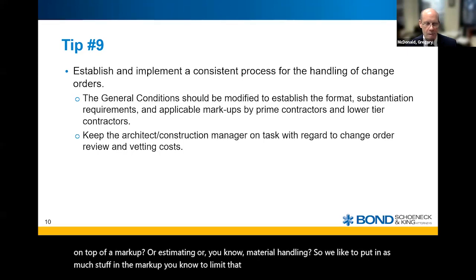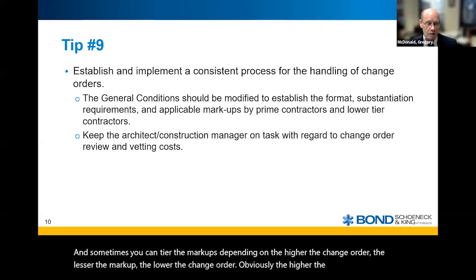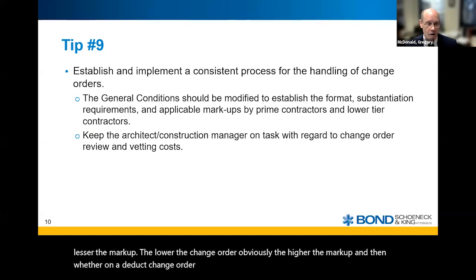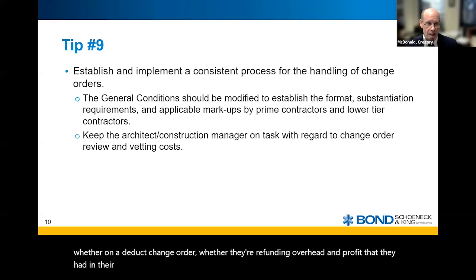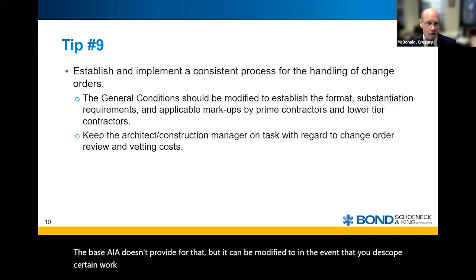to limit that cost to the owner. And sometimes you can tier the markups depending on, the higher the change order, the lesser the markup. The lower the change order, obviously, the higher the markup. And then whether on a deduct change order, they're refunding overhead and profit that they had in their bid. The base AIA doesn't provide for that, but it can be modified to, in the event that you de-scope certain work, have the overhead and profit that they didn't earn on that returned to the owner.